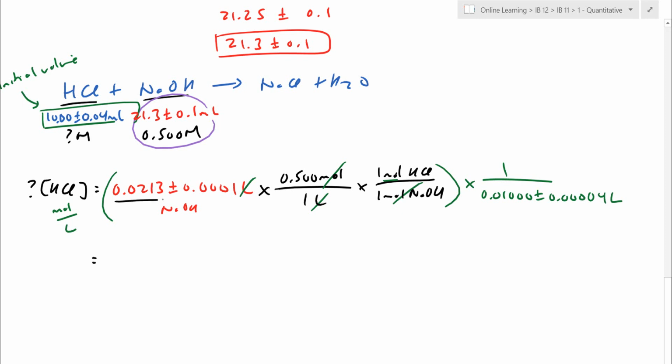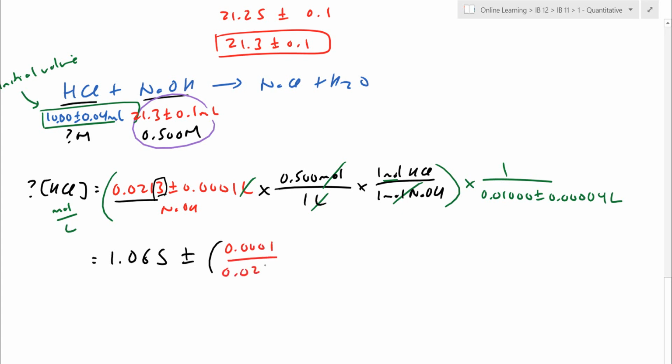So I'm just going to deal with this number here, 0.0213 multiplied by 0.5 divided by 0.01. The concentration I have is going to be 1.065. And I would need to round that to 3 sig figs because this one here is only 3 sig figs. Because my calculation here is all multiply and divide, when I do propagating errors through multiply and divide, I actually go here.